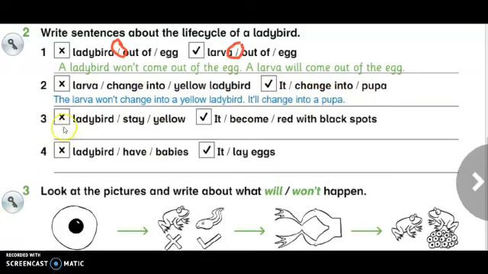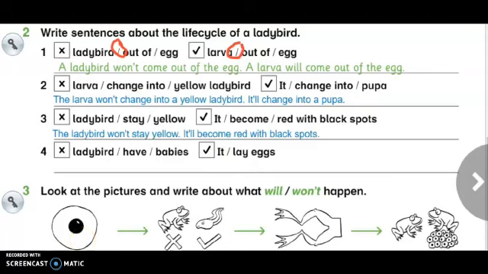Now move to the third one. Here we have a cross and we have to use won't. The ladybird won't stay yellow. It'll become red with black spots. So the first sentence is by using won't, and the second sentence by using will.